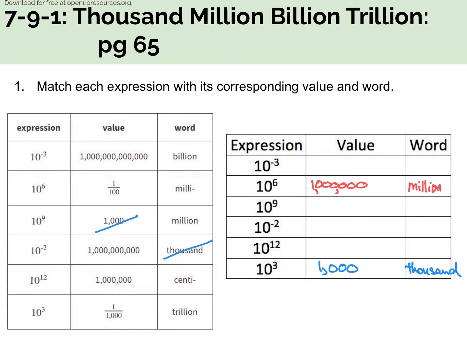And let's look at some other ones. So let's look at 10 to the 9. How many zeros do I have? I have a 1 and then 9 of them: 1, 2, 3, 4, 5, 6, 7, 8, 9. And what is this number? This is billion. And then 10 to the 12, that's 1, 2, 3, 4, 5, 6, 7, 8, 9, 10, 11, 12. And this is trillion.